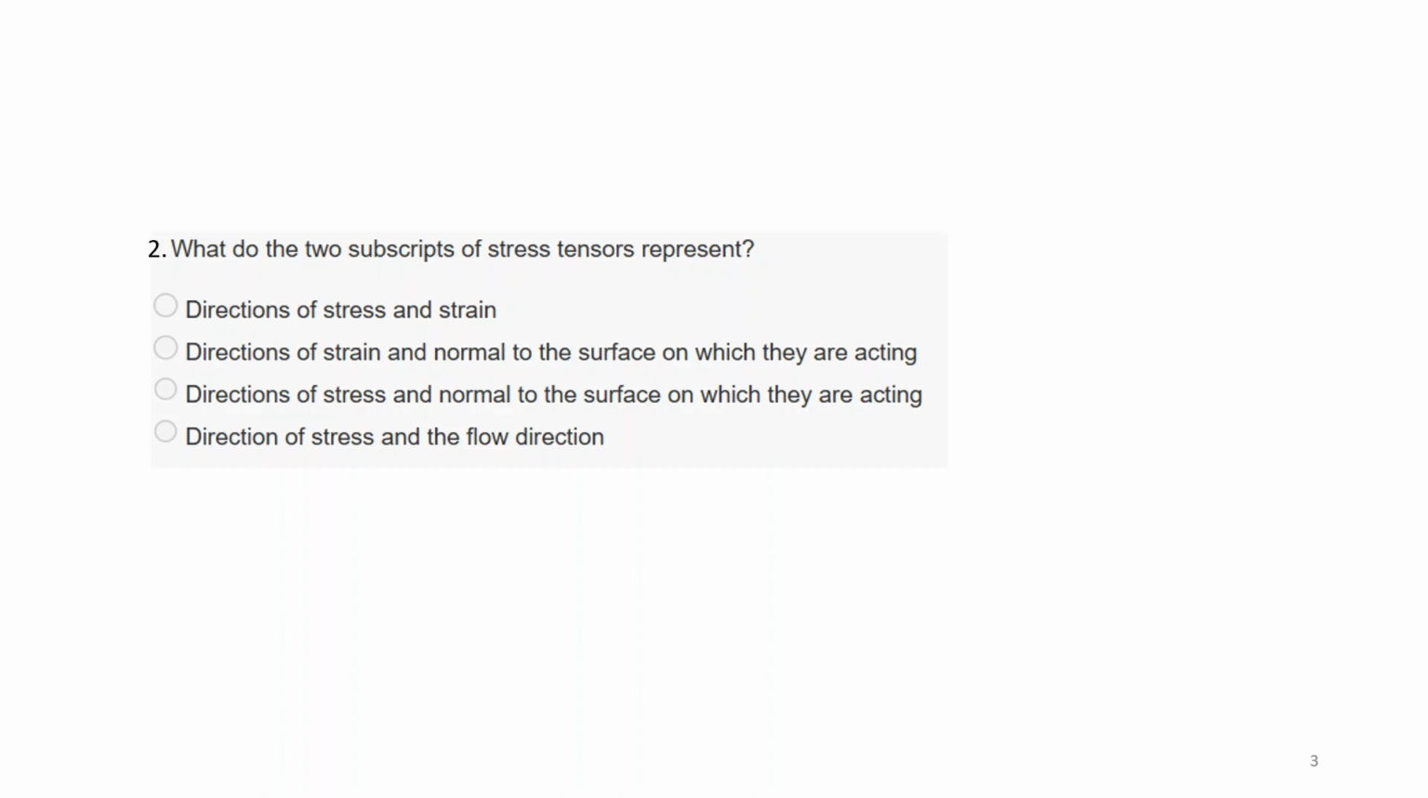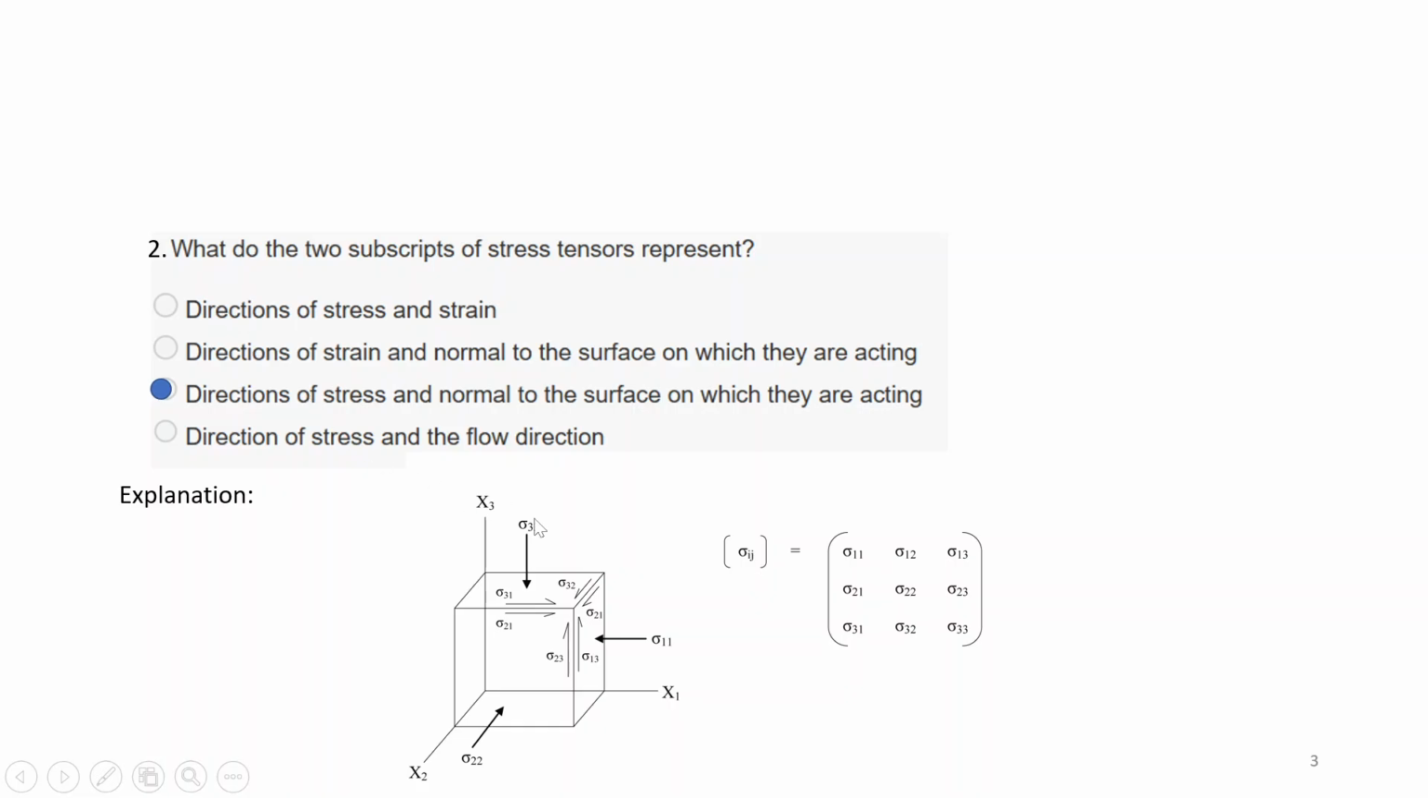The second question is: what do the two subscripts of stress tensors represent? The options are: directions of the stress and strain, or directions of strain and normal to the surface on which they are acting, or direction of stress and normal to the surface on which they are acting, or direction of stress and the flow direction. As we know, the stress tensor only represents stress, so the answers including strain will be incorrect. Out of the other two, in case of a stress tensor, the other subscript always represents the normal to the surface on which they are acting. So the third one will be the correct answer.